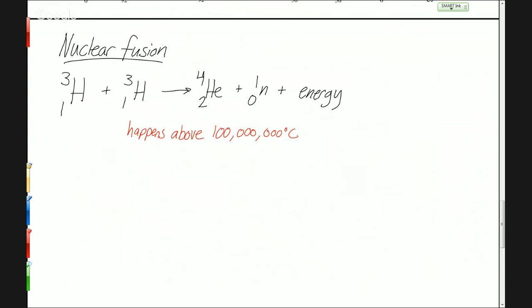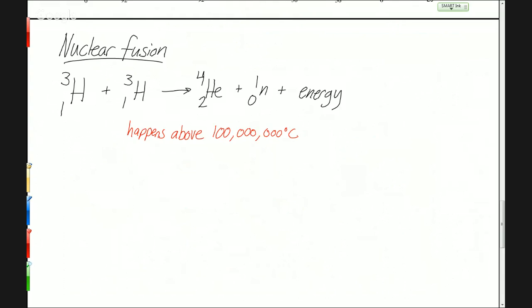So the problem with nuclear fusion is you need so much energy to get to 100 million degrees before you can even do the reaction that it becomes inefficient. And you have to put in so much energy that you don't get enough energy out to make it worth it anymore. So that's why we don't use fusion as an energy source, although you could argue that solar energy is really a fusion energy source because we're getting it from the sun, which is getting its energy from nuclear fusion.